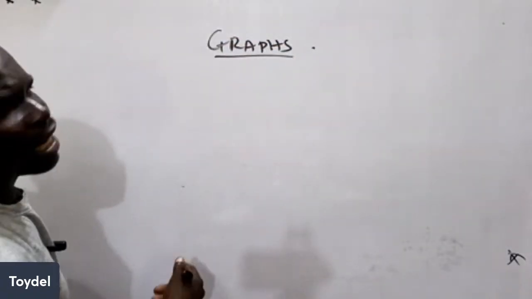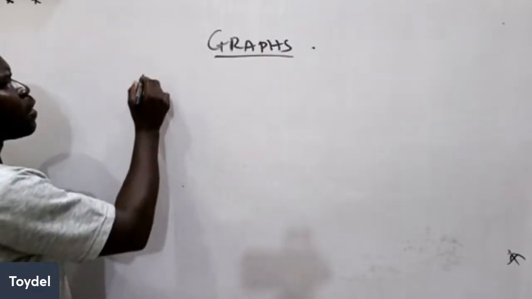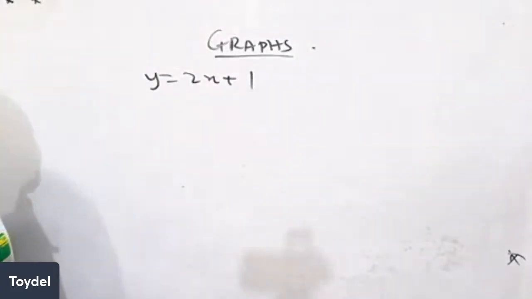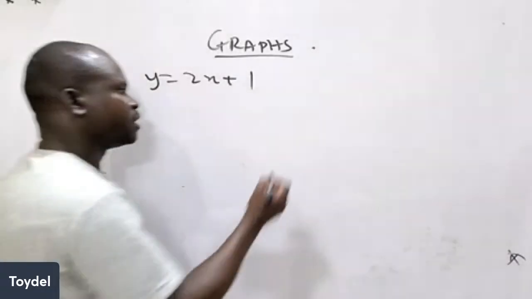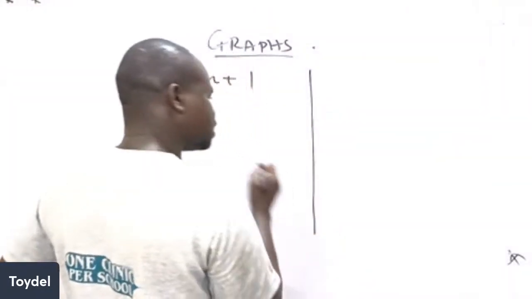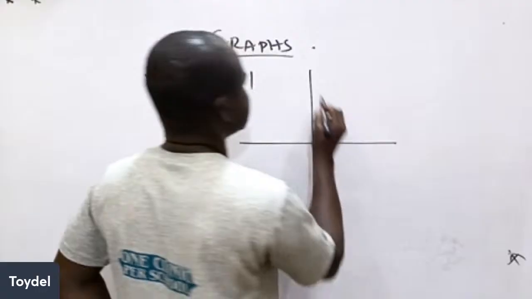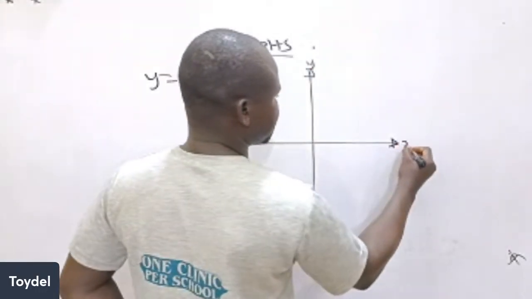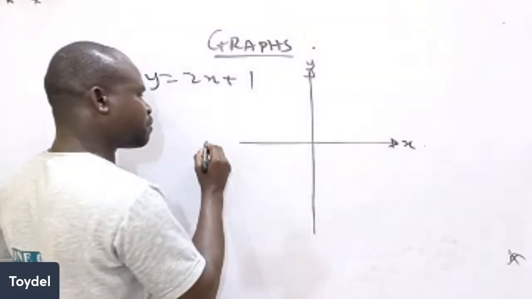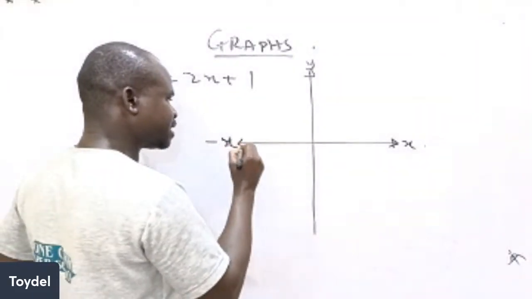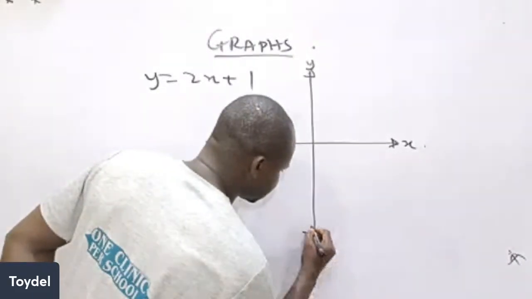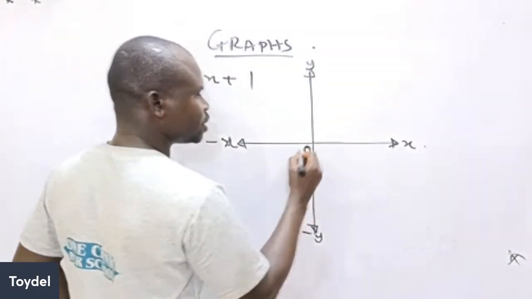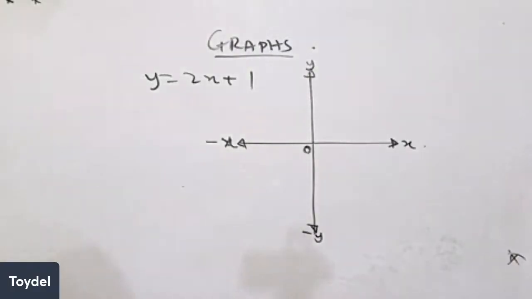So when we talk about linear graph, when we have y is equal to 2x plus 1, this is a linear graph. In a graph, there are two coordinates at your level. This is the y axis and this is the positive x axis. So we can also have the negative x axis, then we can have the negative y axis in a graph. The center of the graph is called the origin, 0.